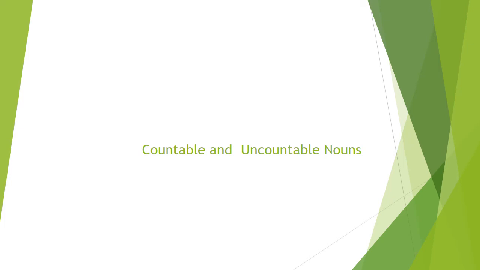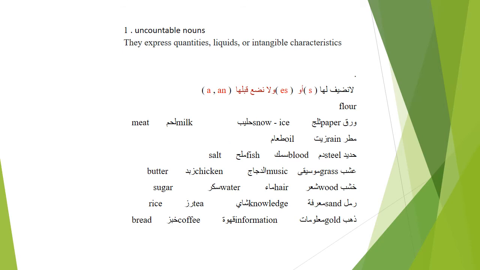Countable and uncountable nouns. 1. Uncountable nouns. They express quantities, liquids, or intangible characteristics. وهي أسماء سوائل أو كميات أو شخصيات معنوية. We do not put a or an before it. لا نضع قبلها indefinite articles أدوات التنكير، ولا نضيف لها s or es بعدها.